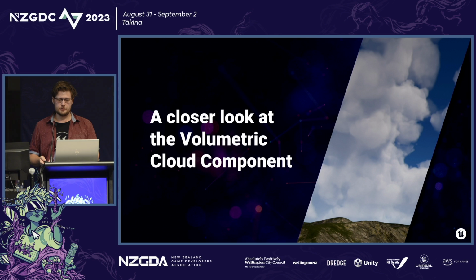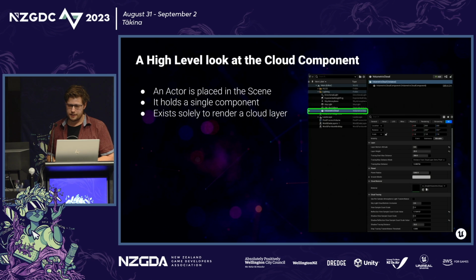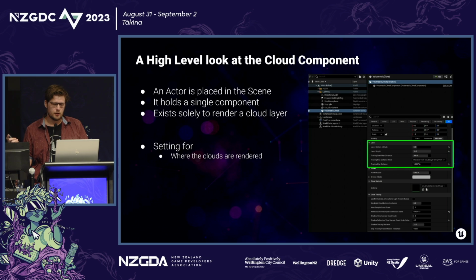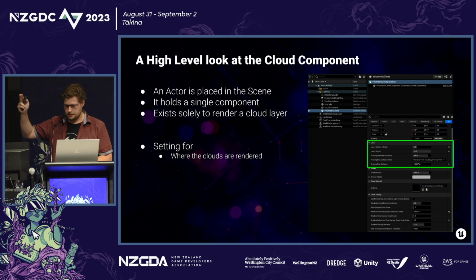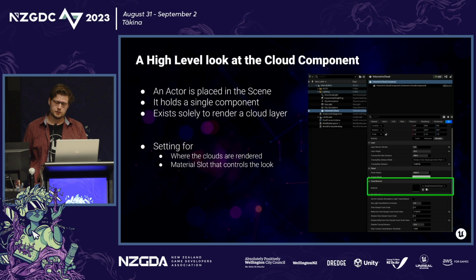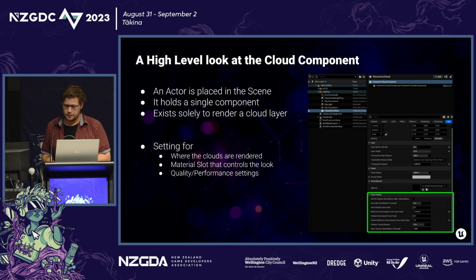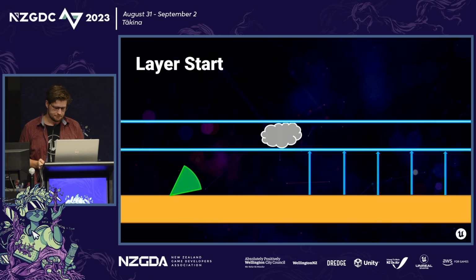So let's look at some of those settings on the cloud actor. Here's our cloud actor, and we have this top section which controls those layer heights, where they start and where they end, and actually how far away we're going to be tracing. Then we have our slot, which is where we plug our material into. And then we have a section at the bottom which controls things like how many samples we're doing, how many shadow samples. This is generally a performance quality trade-off section.